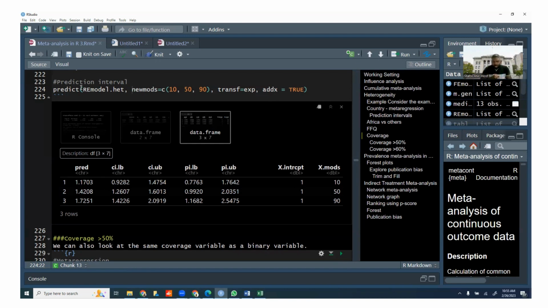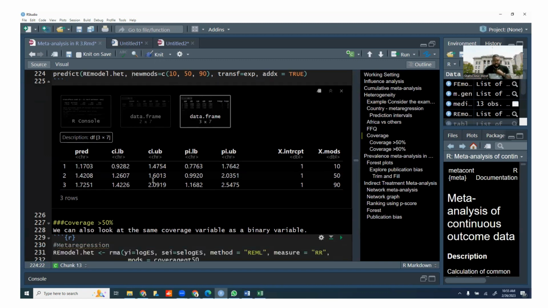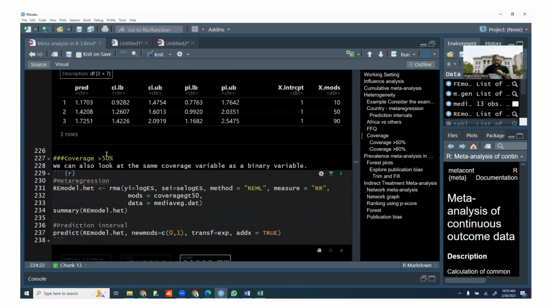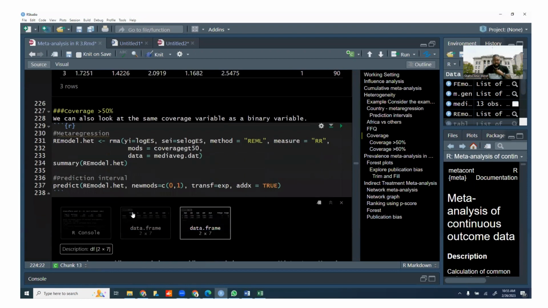Okay. So one other thing that we might then do is re-examine the coverage as a dichotomous variable. We can create a dichotomous variable based on the coverage: is it greater than 50% or greater than 60%? I will not go through that, but I think that I will stop here and we'll take a break.